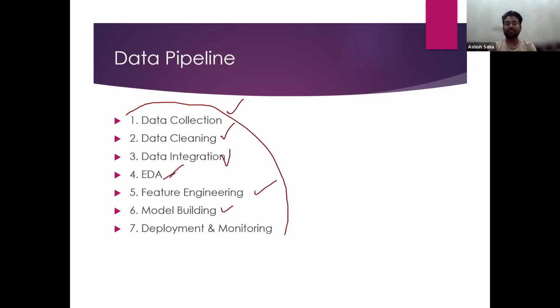Then we do the EDA. Basically in EDA, we're trying to perform the analysis on our data. Then we do feature engineering, to create some new features based on the data that I have. Then we apply the AI model.